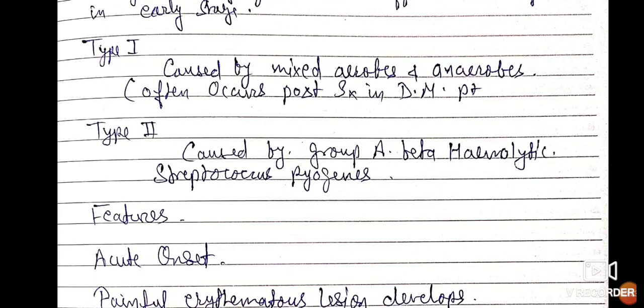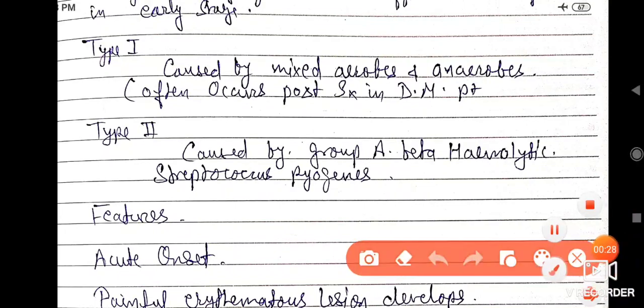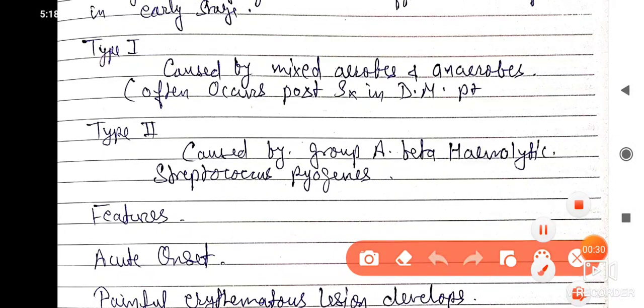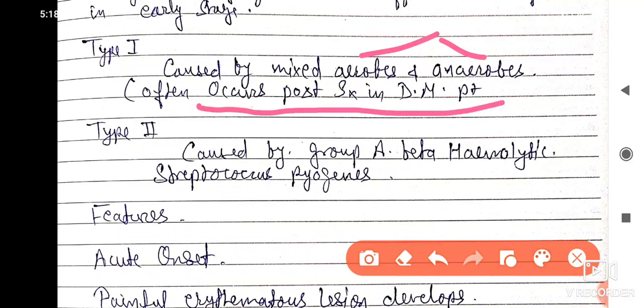There are two types, type 1 and type 2, which we define on the basis of their causative organism. Type 1 is caused by mixed aerobes and anaerobes together, and occurs post surgery in a diabetic patient. Type 2 is caused by group A beta hemolytic Streptococcus pyogenes.